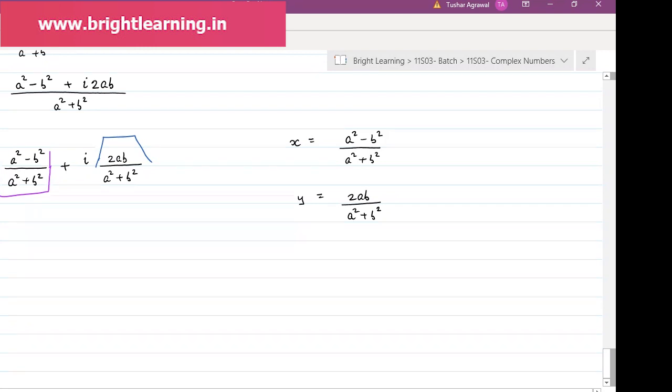So what will be x square plus y square? So x square plus y square will be a square minus b square upon a square plus b square.